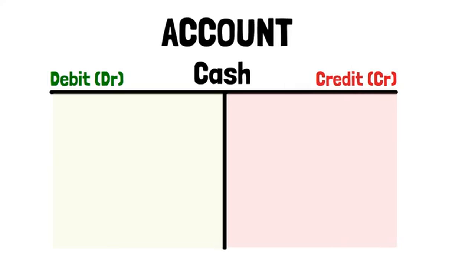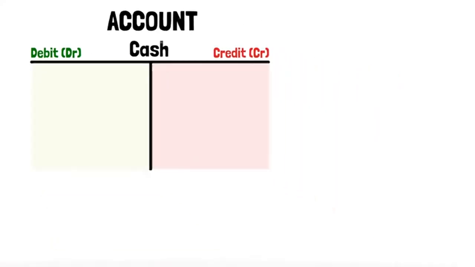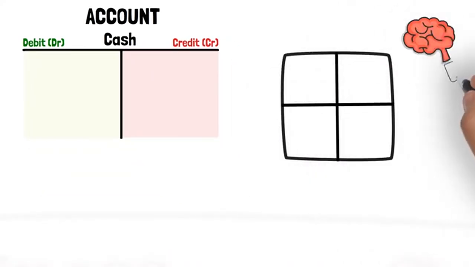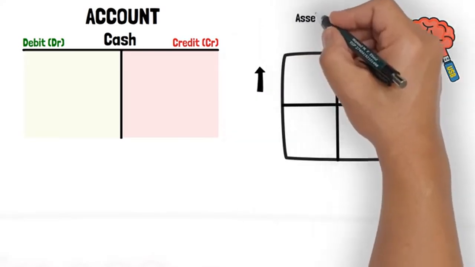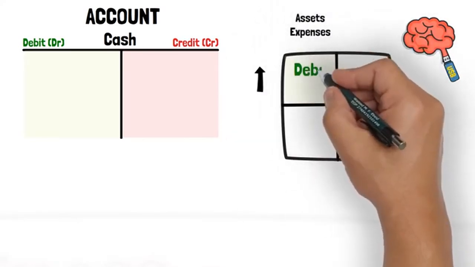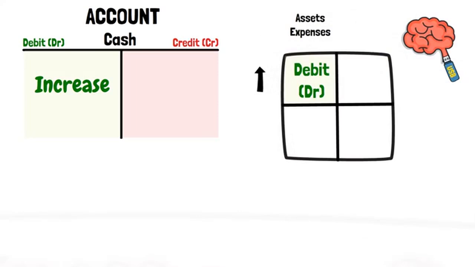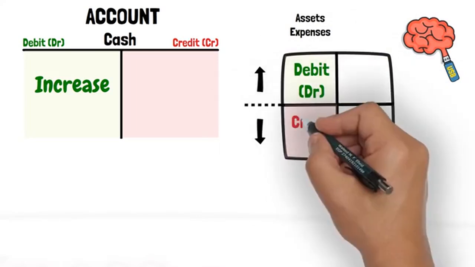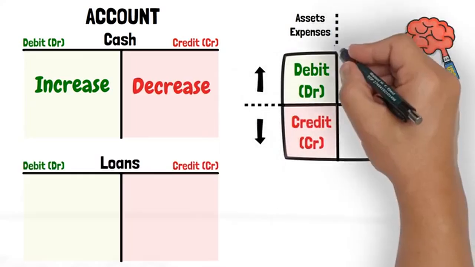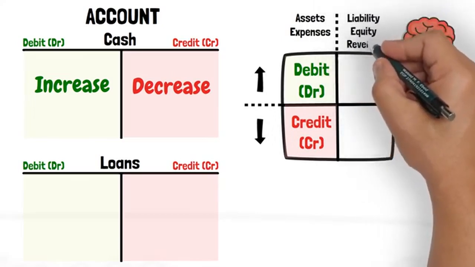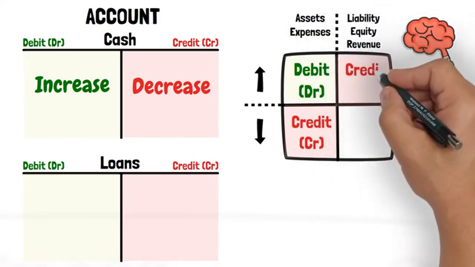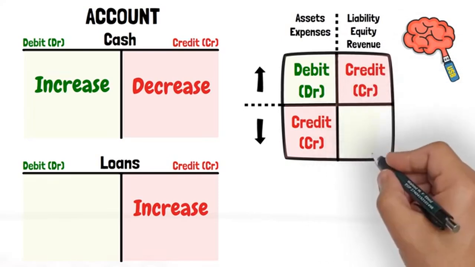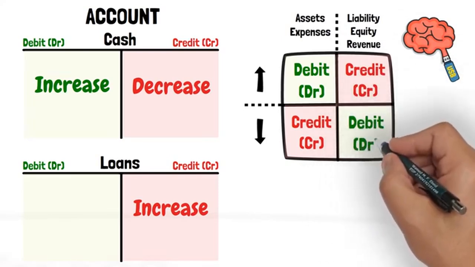How do accountants record the increases and decreases in an account? Here is a matrix that you should memorize. It says, increases in asset or expense accounts are recorded in the debit side of the account, and decreases are recorded in the credit side. Increases in liability, equity, or revenue accounts are recorded on the credit side, and decreases are recorded in the debit side.